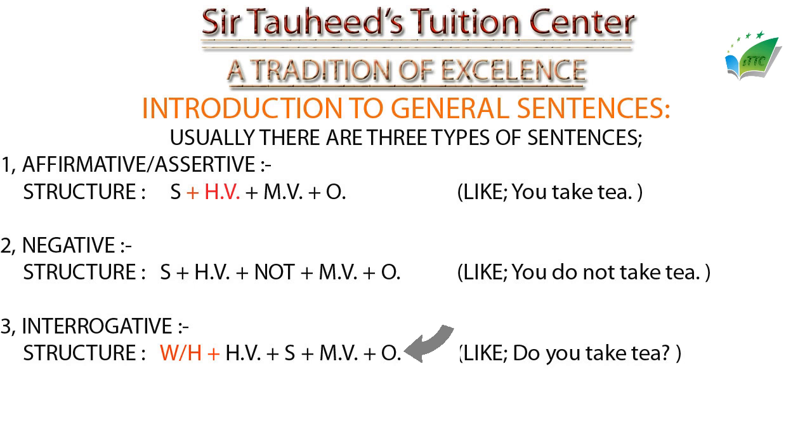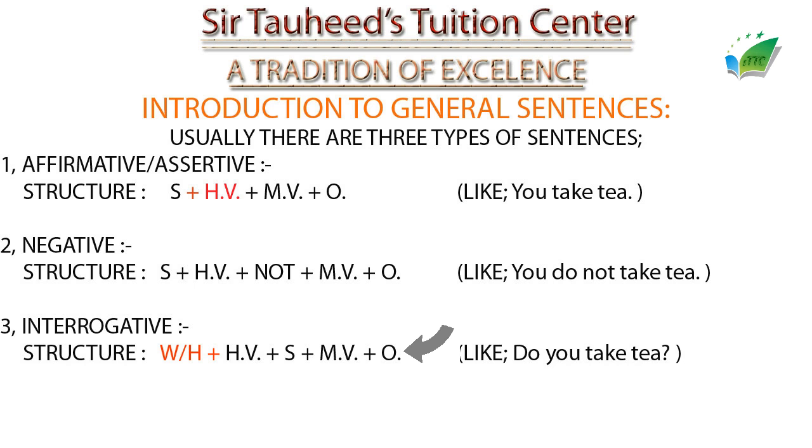So the most important thing here is to use the helping verb before the subject. Other things are almost the same. In the fourth place we have used the main verb, and in the fifth place there is the object. Let's have a look at the example. Do you take tea?